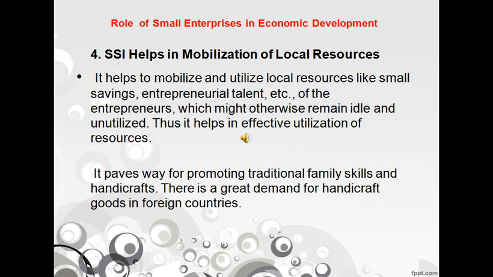It also paves the way for promoting traditional family skills and handicrafts. There is a great demand for handicraft goods in foreign countries. It helps to improve the growth of local entrepreneurs and self-employed professionals in small towns and villages in India. Thus, it helps the mobilization of these local resources to a greater extent.